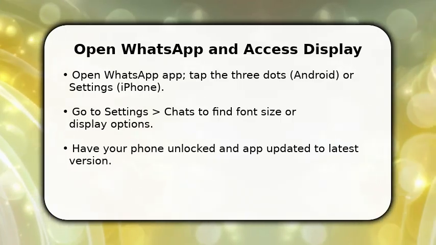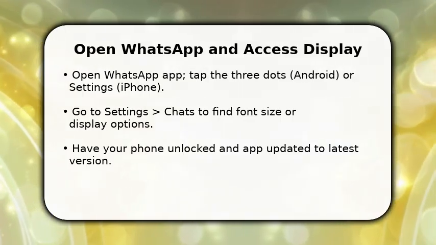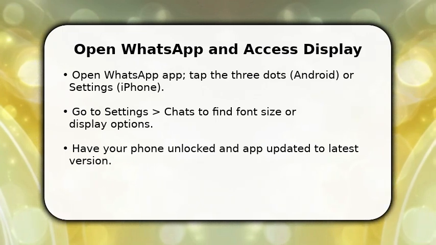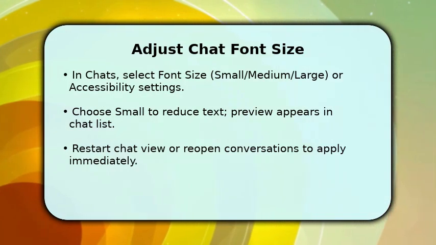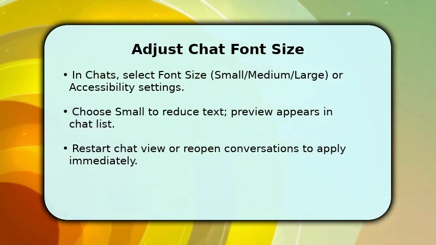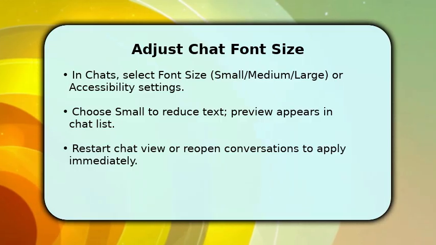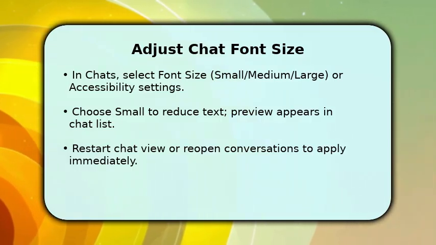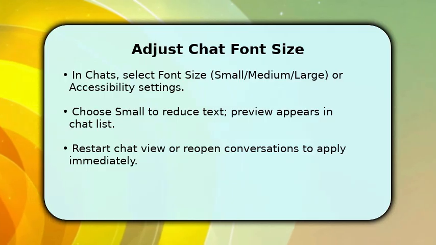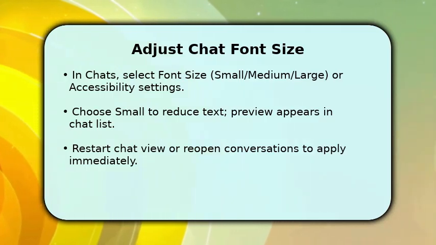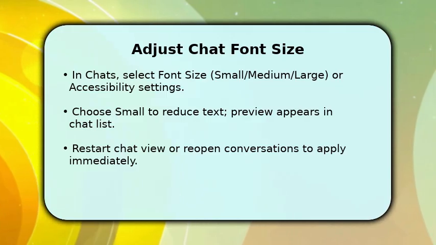Now you adjust the actual font size. Tap font size or text size under chats or accessibility. Choose small to make text compact. You'll see a live preview in the sample chat. If your device shows a slider instead, move it left until text meets your reading comfort. Once done, exit settings and reopen a conversation to confirm.